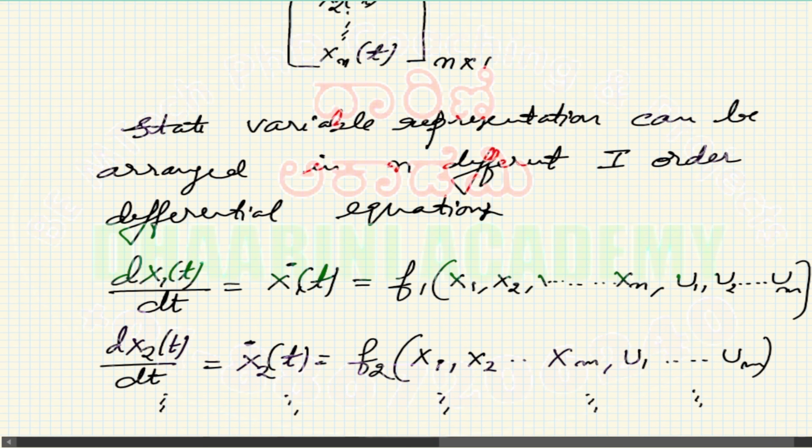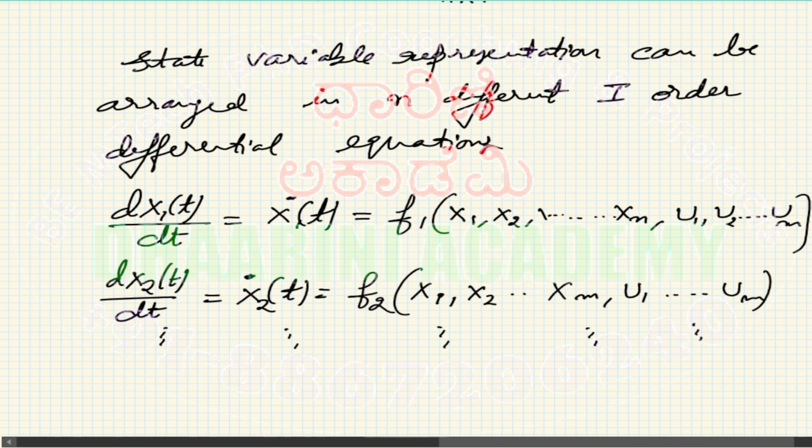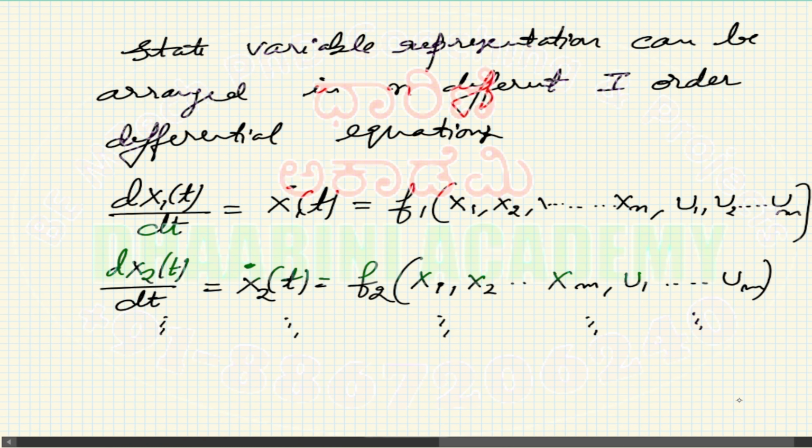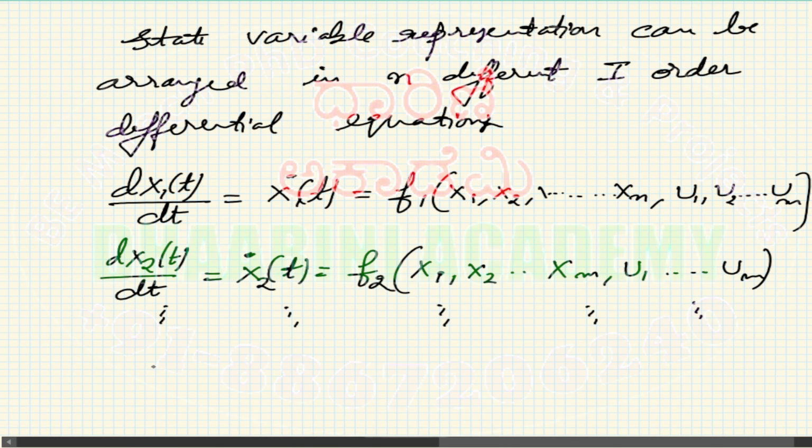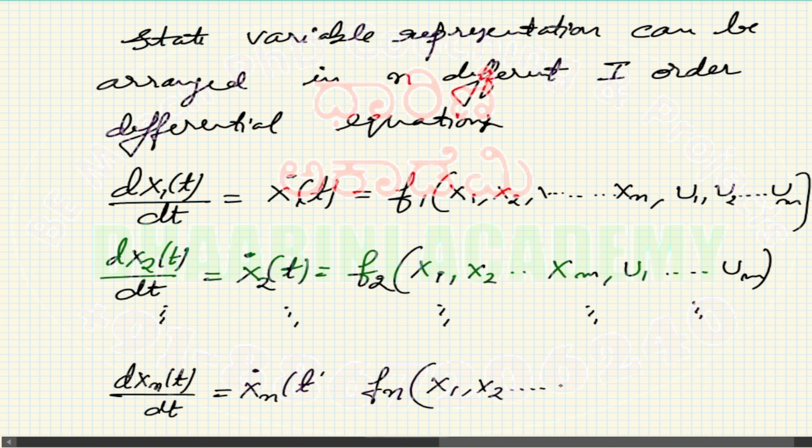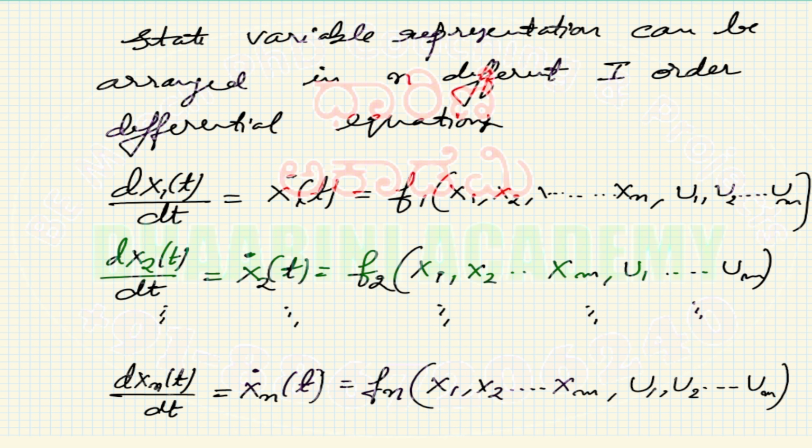Yes, definitely. All the past values will define your current output, and the current inputs are also going to affect that. So in general, I'll write the last equation: dxn(t)/dt, which is xn dot of t, is nothing but a function fn which decides how the state variables x1, x2, up to xm, and the inputs u1, u2, up to um, are going to affect it.